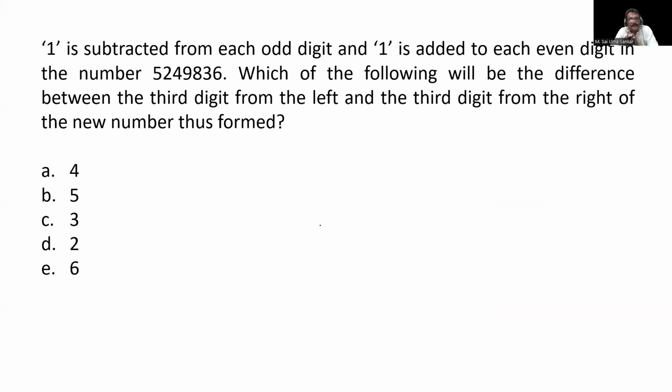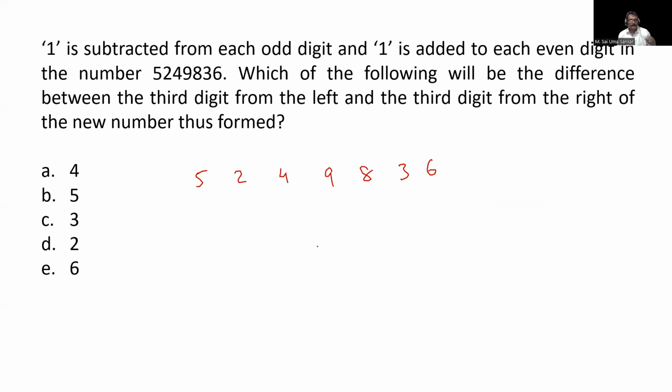Next one. If 1 is subtracted from each odd digit and 1 is added to each even digit in the number 5, 2, 4, 9, 8, 3, 6, which of the following will be the difference between the third digit from the left and the third digit from the right of the new number formed?